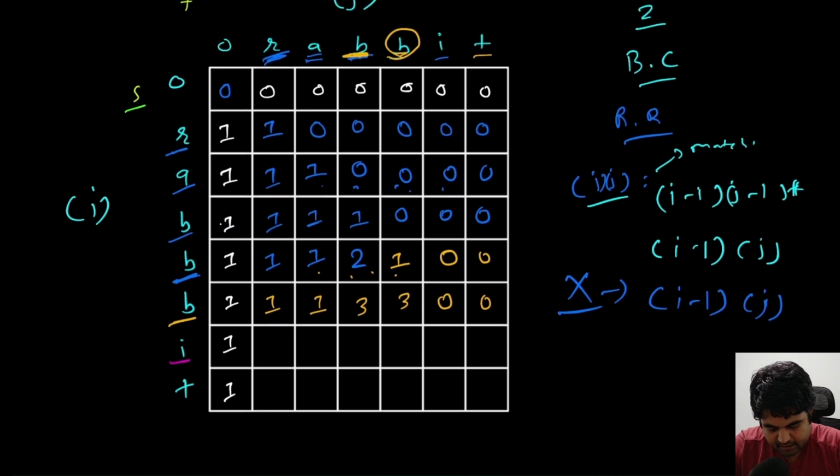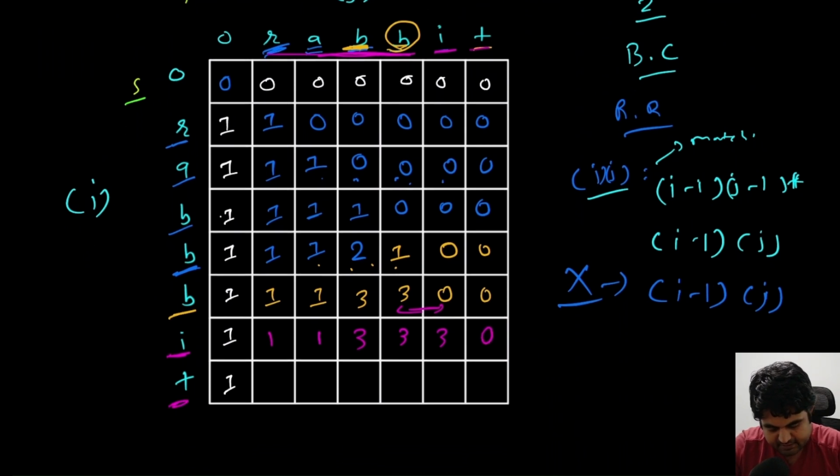For I, basically all of these values do not match, so up until that point we can just carry whatever value we had from the top. But now this I matches this I, so we are going to do the sum of these two values, so the total is going to be 3. Once again this T does not match this I, so once again the total is going to be 0.